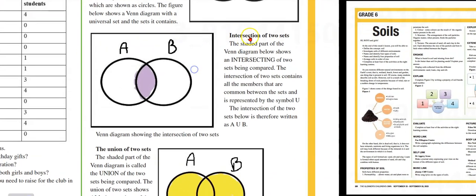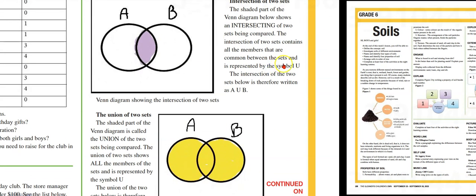Intersection of two sets. So this follows up from our last look at sets. The shaded part of the Venn diagram below shows an intersecting of two sets being compared. So A and B, what do A and B have in common? It would be the area that is shaded here. The intersection of two sets contain all the members that are common between the sets and is represented by the symbol that looks like this.